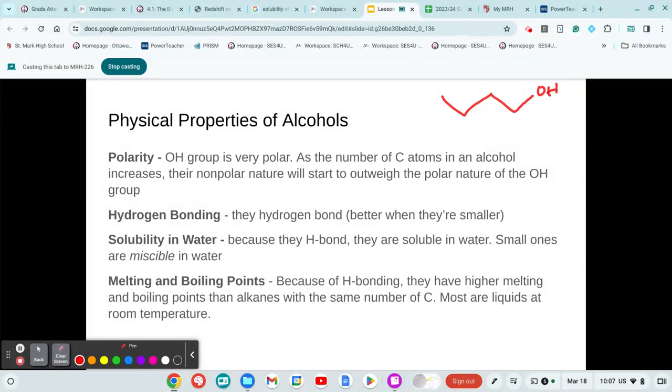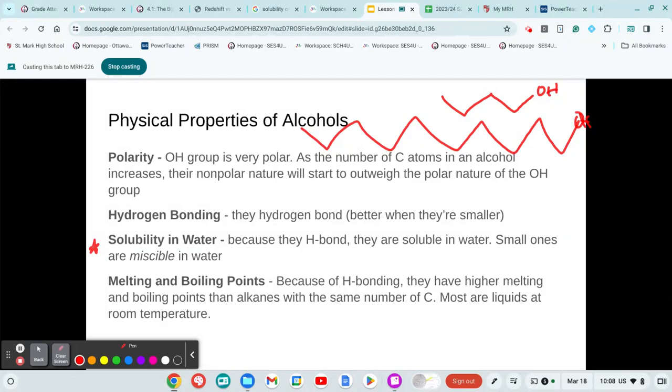But if I've got a really, really big molecule, it's got a much larger non-polar portion. And that non-polar portion starts to outweigh the effects of the polar portion. As a result, a molecule like the second one will be a lot less soluble in water. A molecule like the first one is more soluble in water.